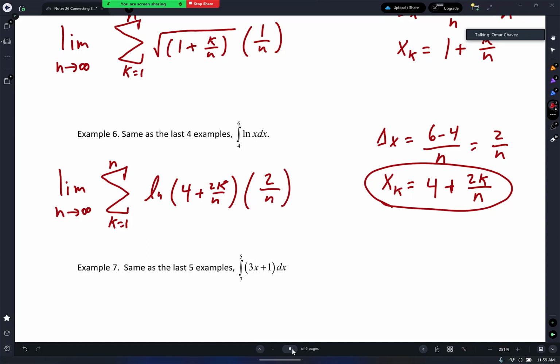Okay, guys, don't freak out. Sometimes they will try and trick you, and they will show it like this. Limit as n approaches infinity. And then they'll say this, k equals 1 to n, and then they'll do this.